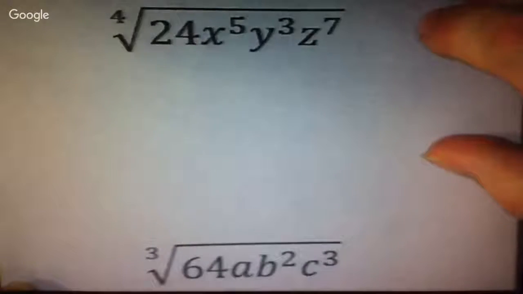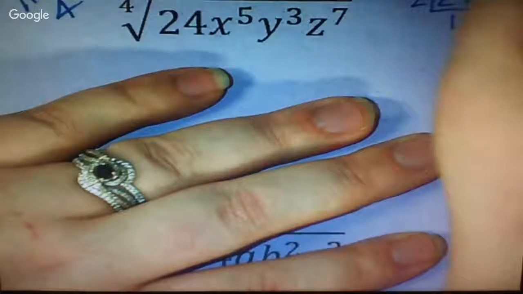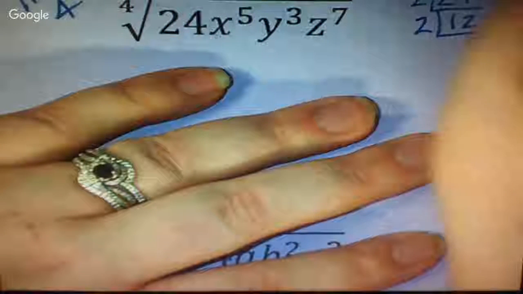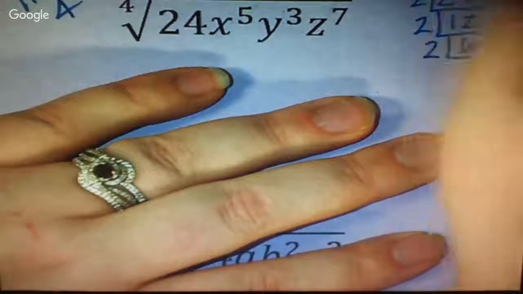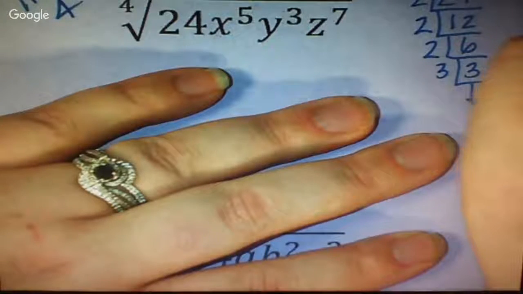What's my index? 4. Okay, so let's break down 24. 2 and 12. You could. 2 and 6. 2 and 3. 3 and 1.